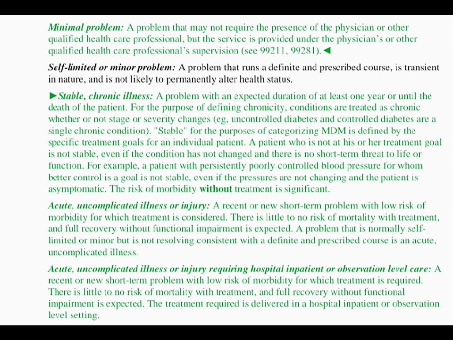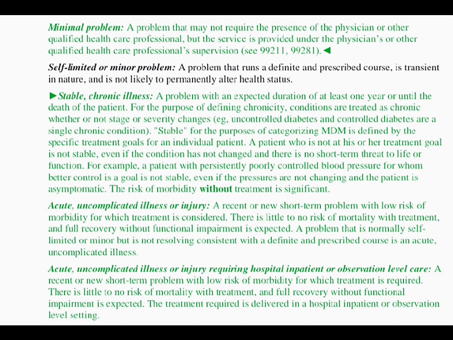Stable, chronic illness. A problem with an expected duration of at least 1 year or until the death of the patient. For the purpose of defining chronicity, conditions are treated as chronic whether or not stage or severity changes, e.g., uncontrolled diabetes and controlled diabetes are a single chronic condition. Stable, for the purposes of categorizing MDM, is defined by the specific treatment goals for an individual patient.